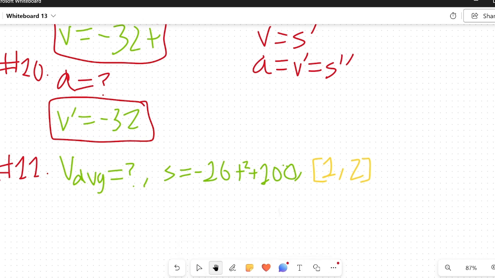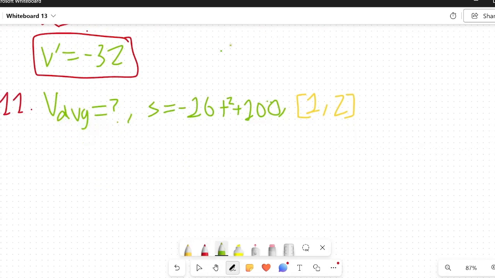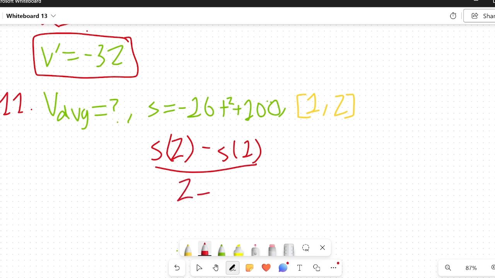In order to do so, we're just going to use our average slope function. So in this case, we're trying to find v average, because v is the instantaneous slope of s, so v average is the average slope. And from pre-calc, we already know average slope to be equal to s of 2 minus s of 1 over 2 minus 1, right?